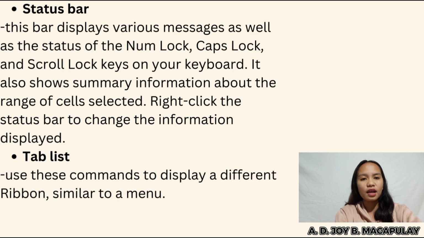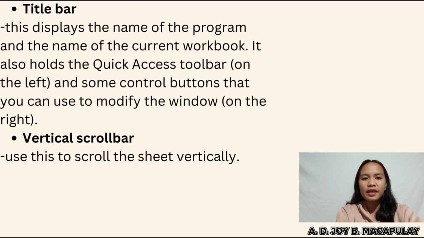Now, we move on to the status bar. This bar displays various messages as well as the status of the num lock, caps lock, and scroll lock keys on your keyboard. It also shows summary information about the range of cells selected. The tab list. Use these commands to display a different ribbon, similar to a menu. Next, the title bar. It displays the name of the program and the name of the current workbook. It also holds the Quick Access toolbar, which is on the left, and some control buttons that you can use to modify the window on the right.